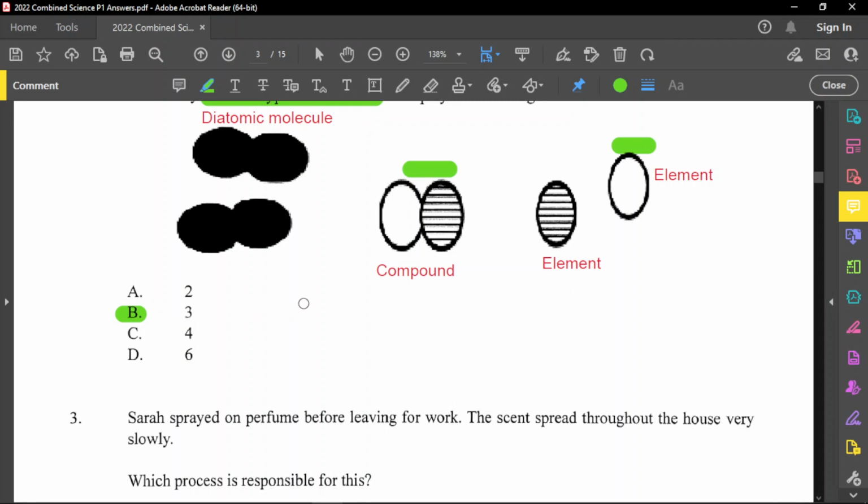All right, and so if they had asked you how many compounds are present, it will be 1 compound, right? Because the one in black is a molecule, not a compound. That's the difference. A compound must have 2 different elements in it, right?